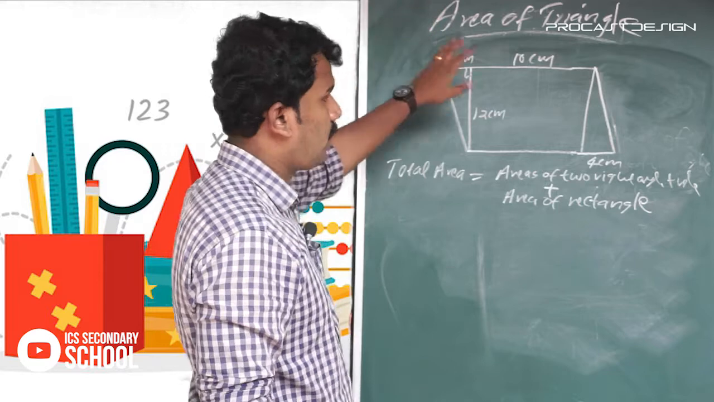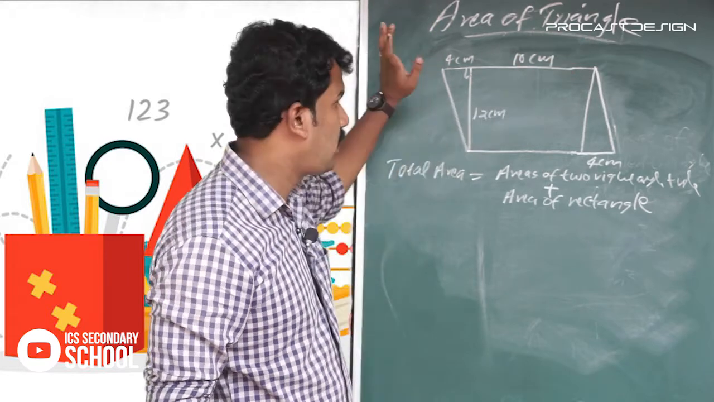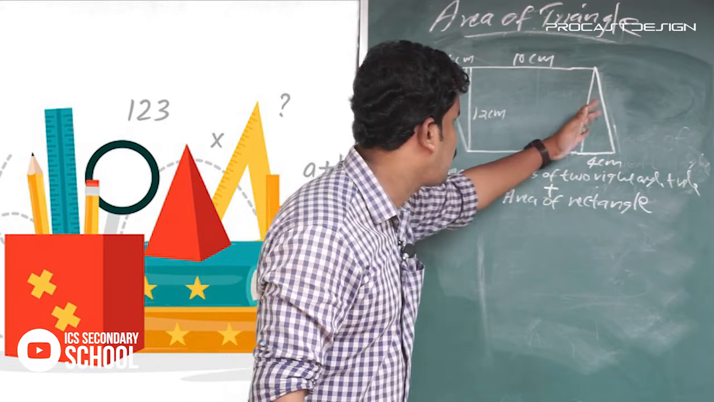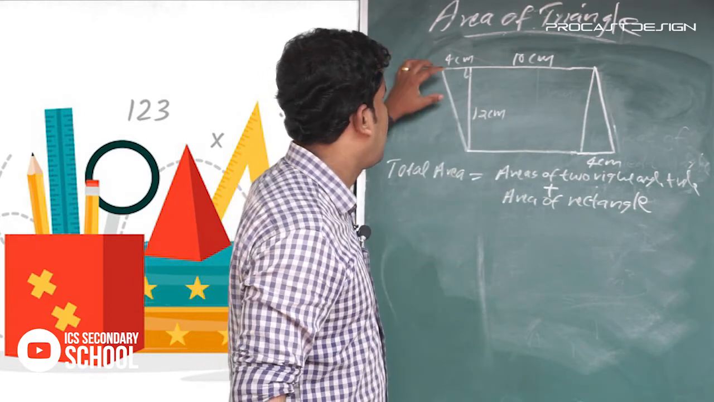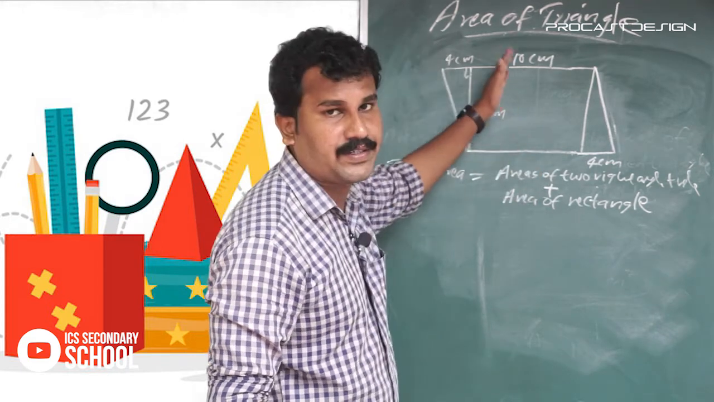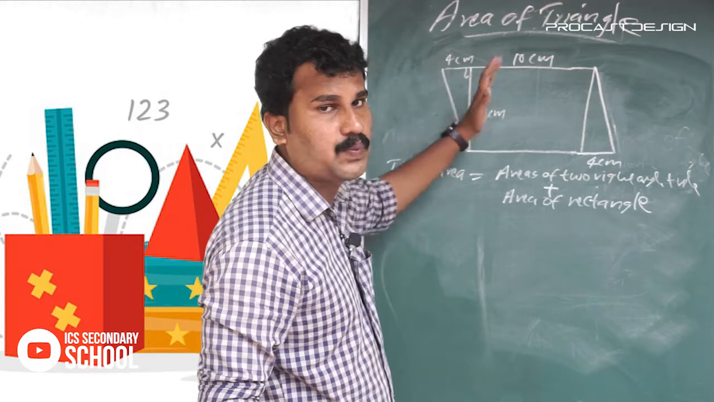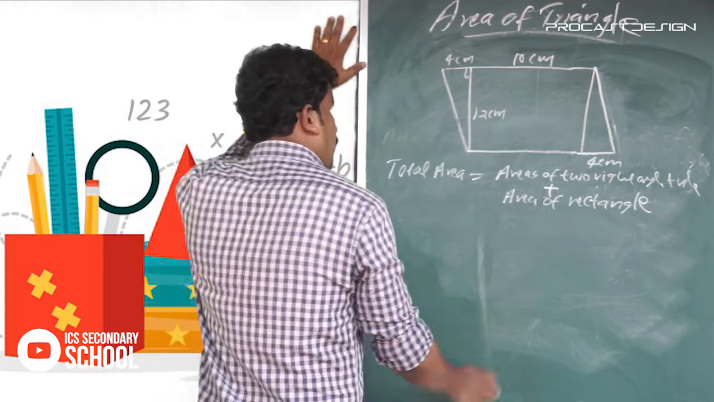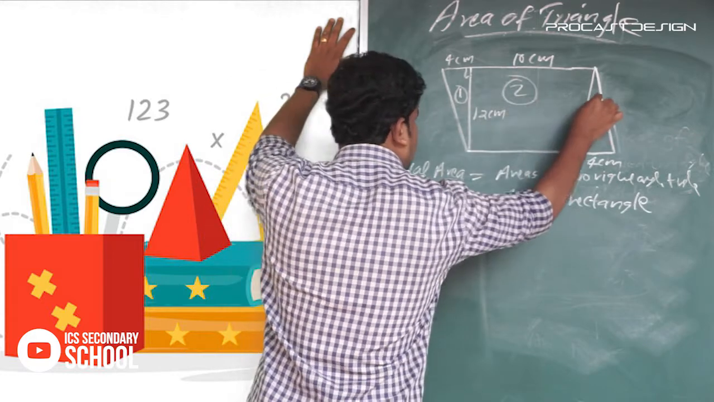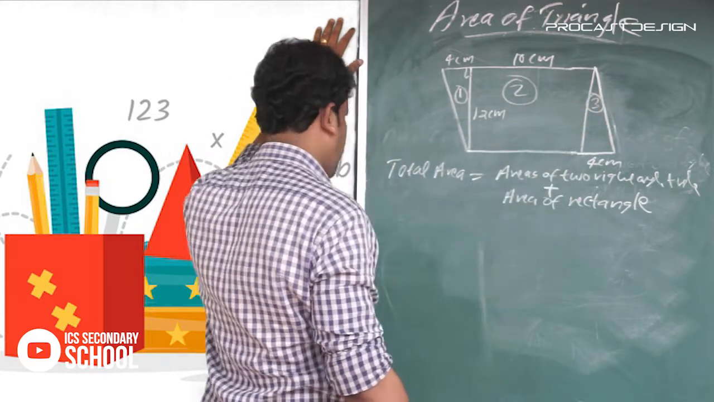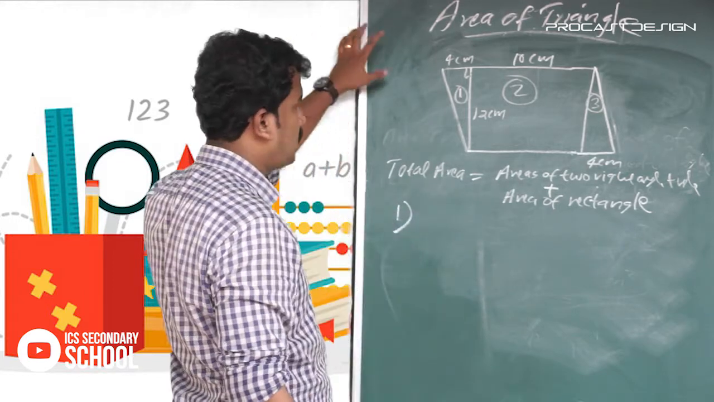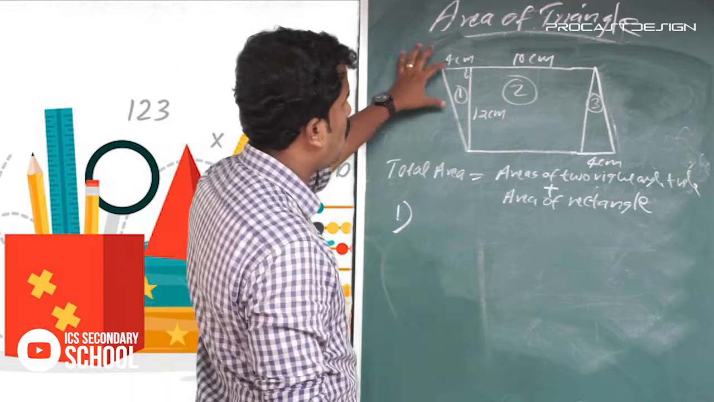So here, the total area of this figure means the areas of two right angle triangles. Here is the first right angle triangle and this is the second right angle triangle. Then the area of the figure means the area of two right angle triangles plus the area of the rectangle. This is the total area of this figure. Then here this is the first, this is the second rectangle, then the third is another right angle triangle. Okay, then first we calculate the area of the first right angle triangle.